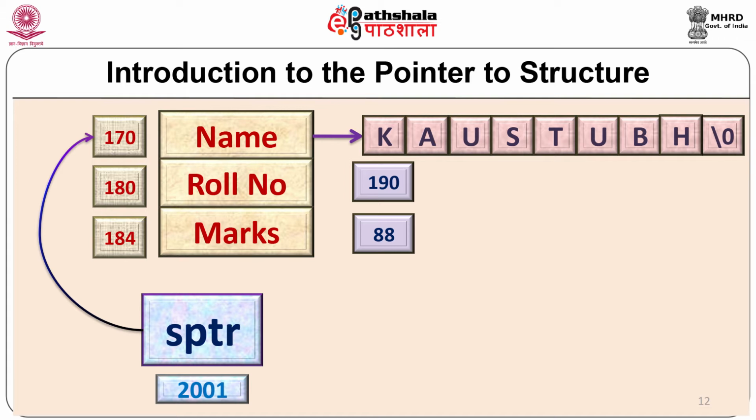Name, roll number, marks are stored in different memory locations, like 170 memory location for name, 180 memory location for roll number, 184 memory location for marks. In this example, we have considered roll number 190 and name Kaustubh. This information is stored using a pointer. The memory location of the pointer here is 2001, where one will find all the information stored using the structure.